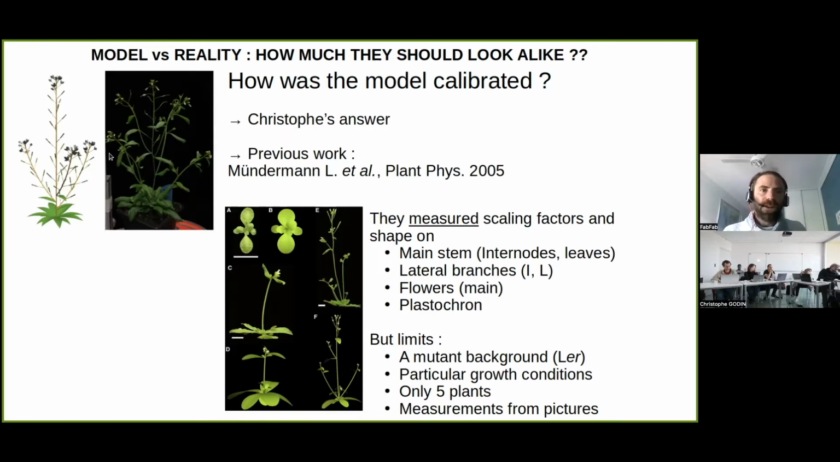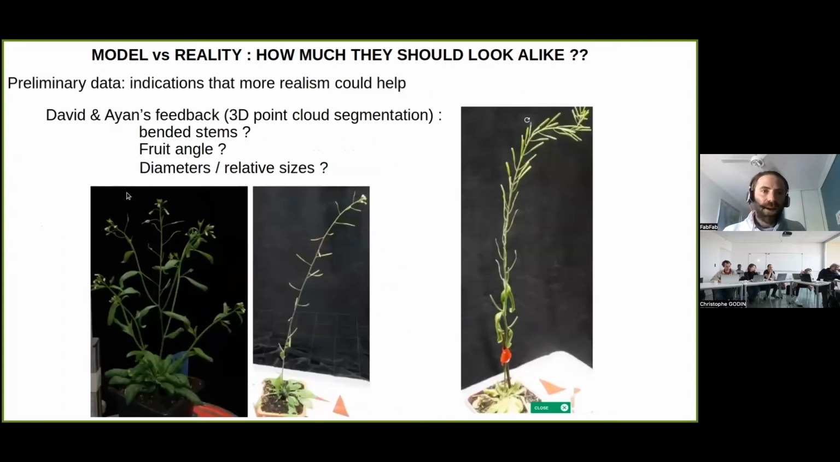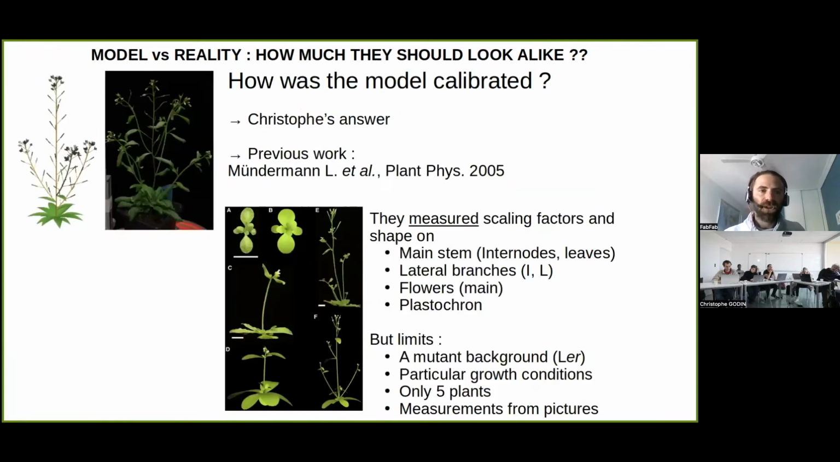So maybe here the idea would also be to implement those kinds of behaviors for stem and branches shape and curves to fit more realistic behaviors and hopefully erase some of the issues that we have observed during our segmentation tests. Okay. So then the question is, how was the model calibrated?